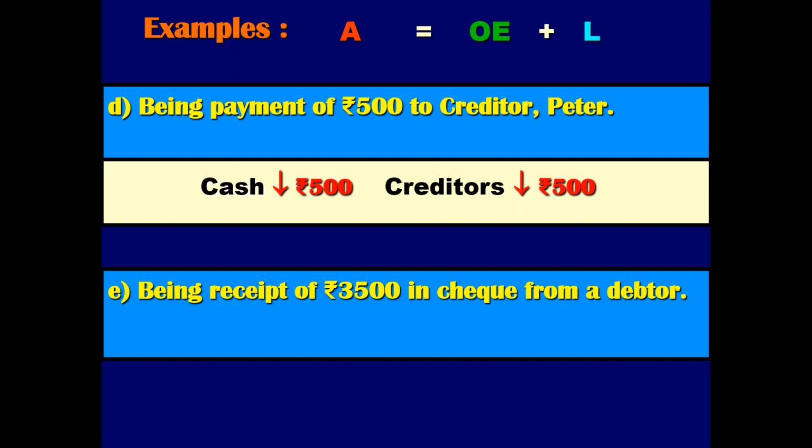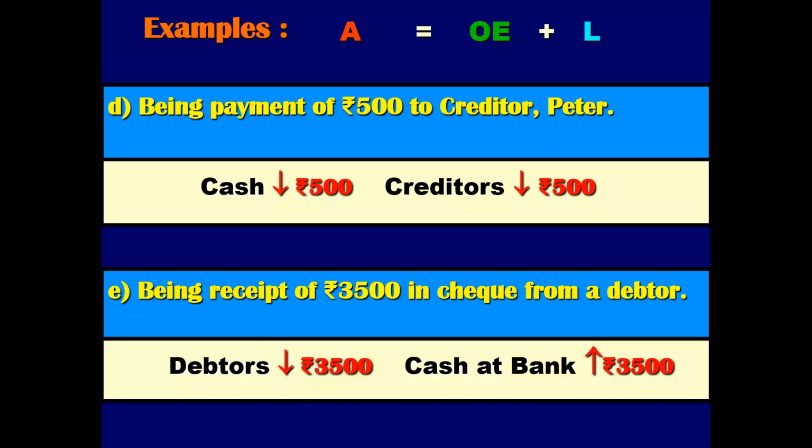So in this character, one asset increases, at the same time another asset decreases. See this? One asset increases, that means cash at bank increases, at the same time another asset decreases. The debtor level is going to decrease. Okay, it's very simple only.